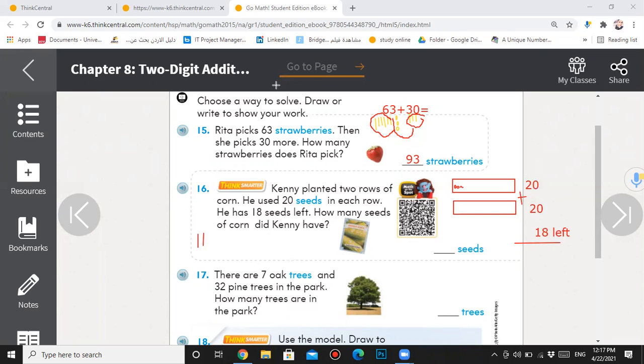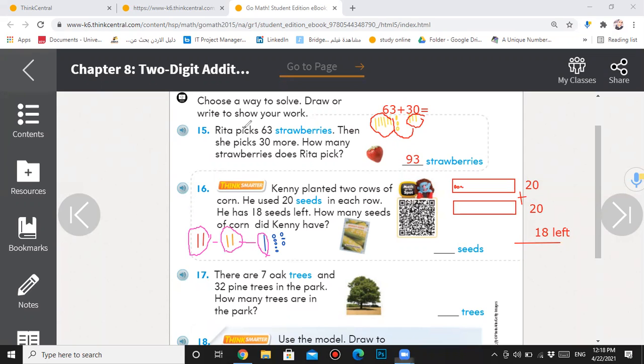For the second 20, gonna choose another color. I have only two tens. And for 18, another color. I have 1 ten and 8 ones. 1, 2, 3, 4, 5, six, seven, eight. Now we're gonna add all of them together. Because there's no ones to add, we're gonna add the tens. What's the meaning of adding the tens? Add them together. This ten and this ten. Okay, can you add them together? Yalla, count with me.